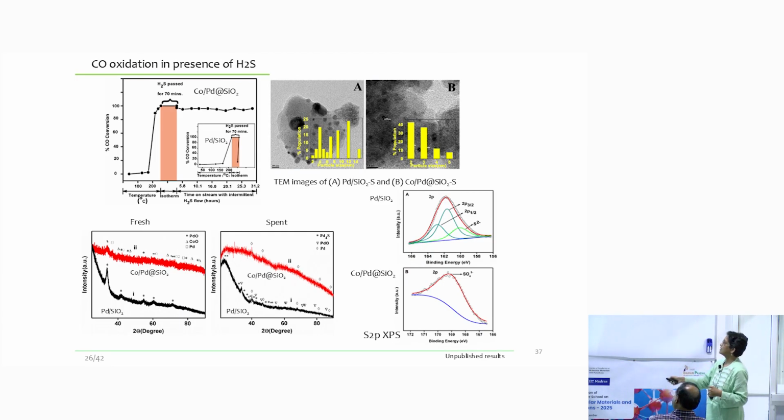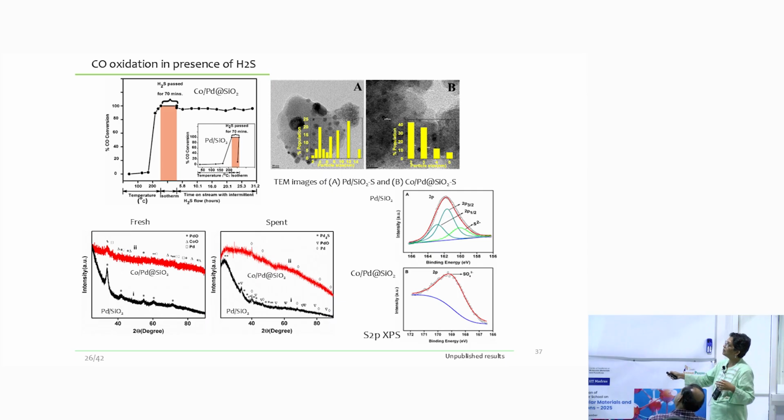So these are the results we have. This is palladium on silica, and this is CO oxidation. Light off happens, it just goes up. So light off happens, and then at that point we pass H2S, and then you can see the deactivation. It just comes down to zero. Literally, it just deactivates. It's a very well-known phenomenon.